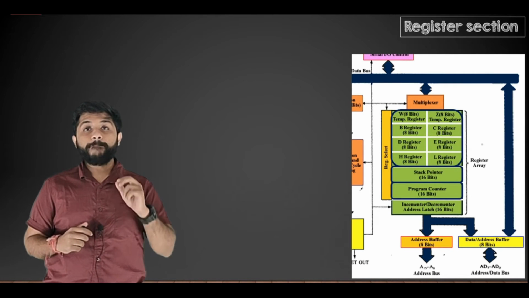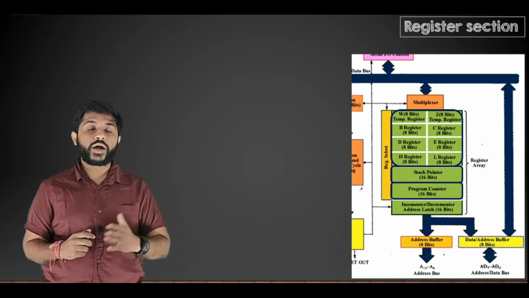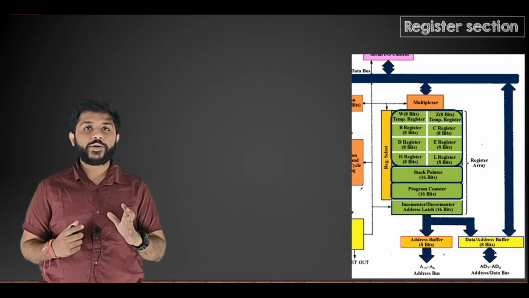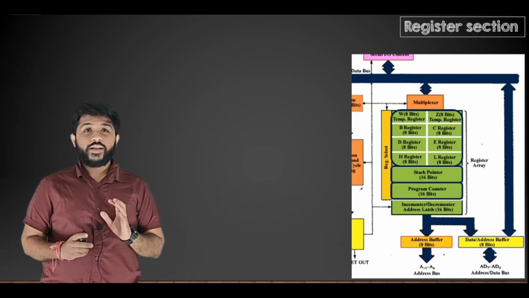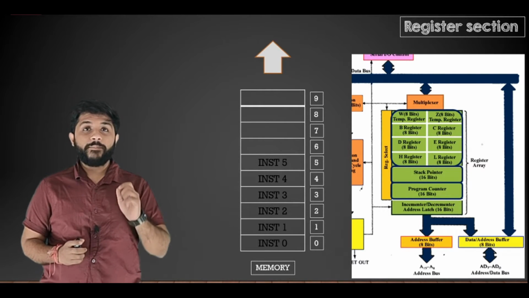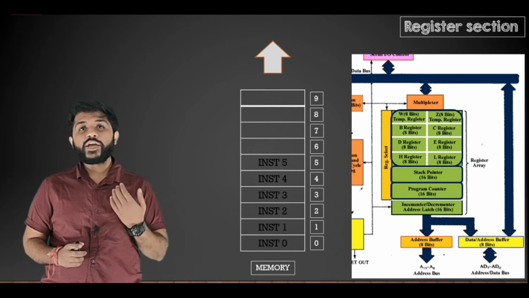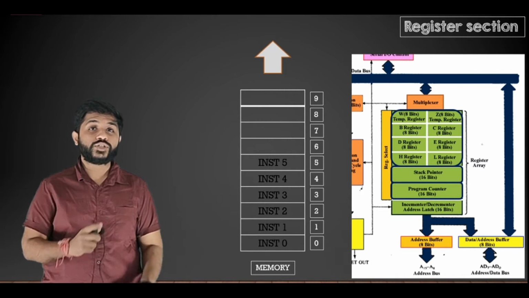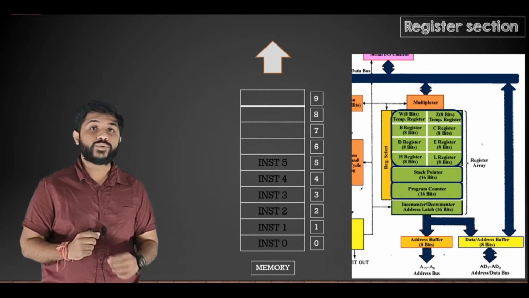You can see below this register there is a stack pointer and the program counter. Now to understand the working of the stack pointer and the program counter, let's see one example. Now you can see the memory of the microprocessor. Now when you program the microprocessor, all the instructions will be stored from the starting location. So you can see that from the location 0 all the instructions are stored.